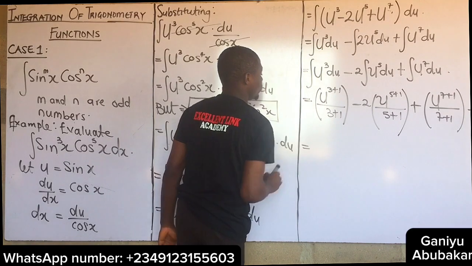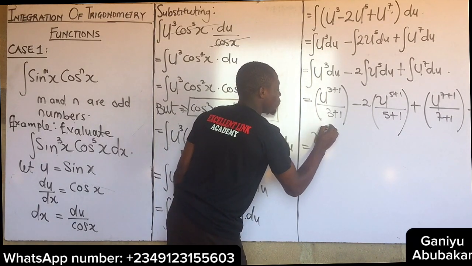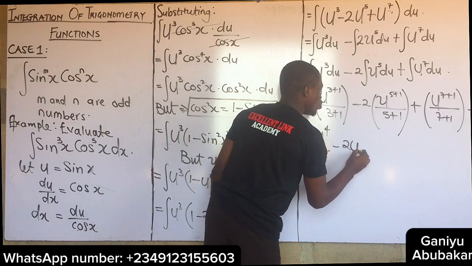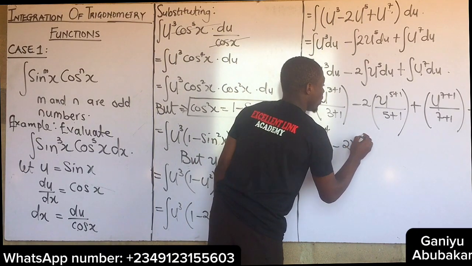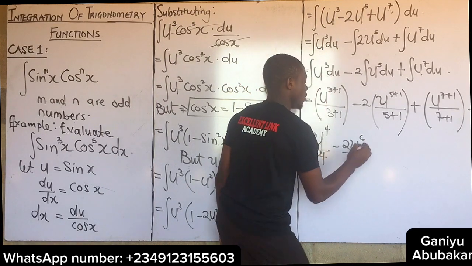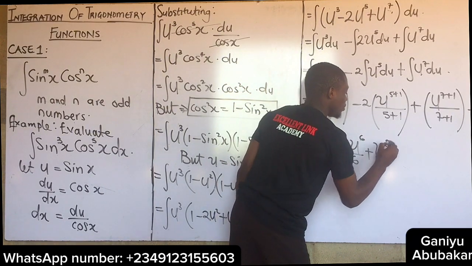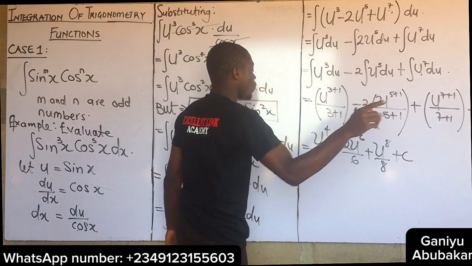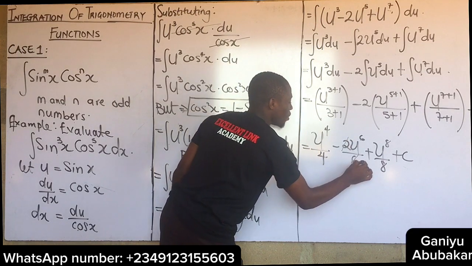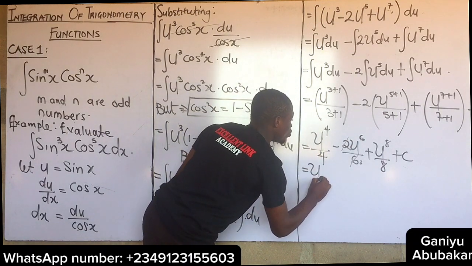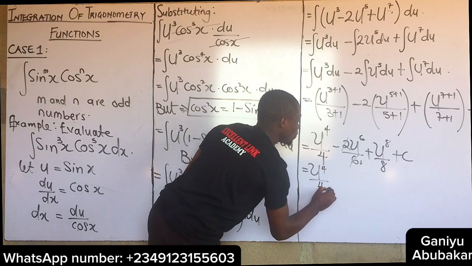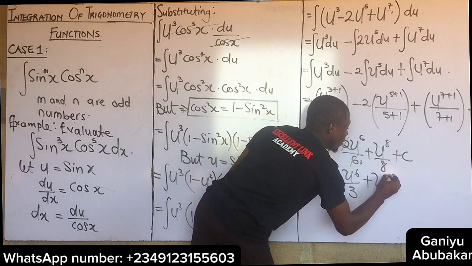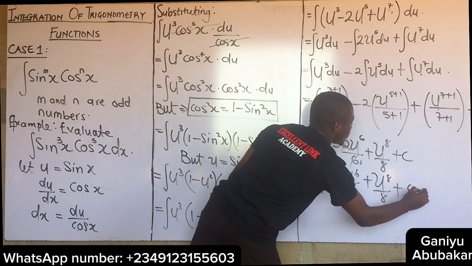At this point, if I proceed, I'll have u to power 4 all over 4 minus 2 u to power 6 all over 6 plus u to power 8 all over 8. Next up, plus c. All right. Of course, 2 over 6 is 1 over 3. So it means I will have u to power 4 all over 4 minus u to power 6 all over 3 plus u to power 8 all over 8 plus c.